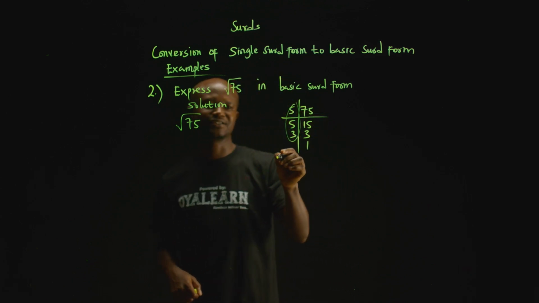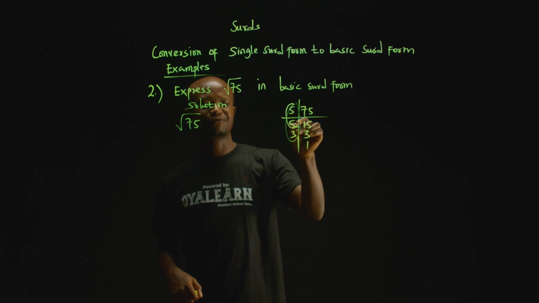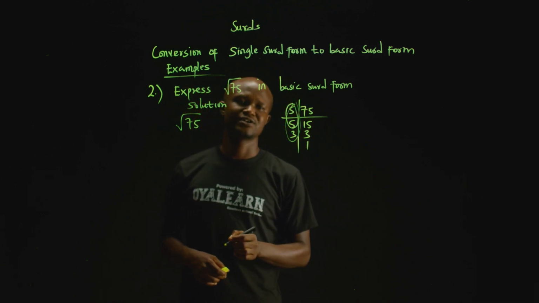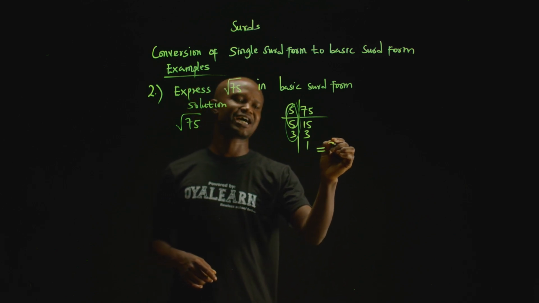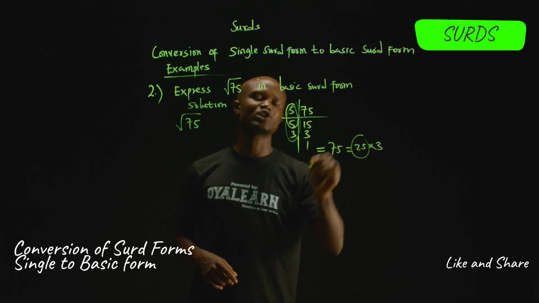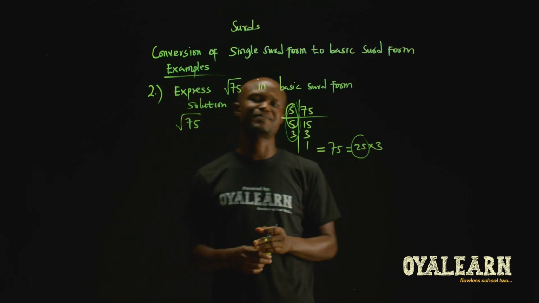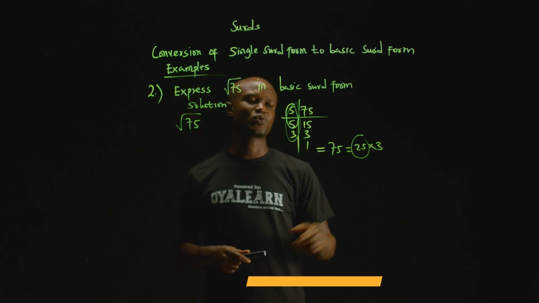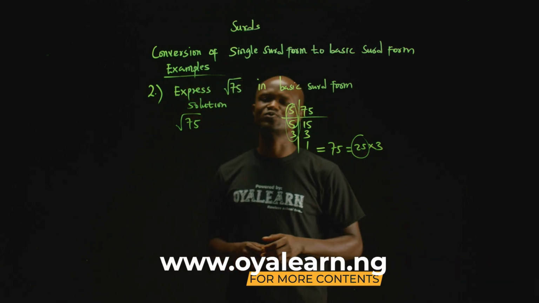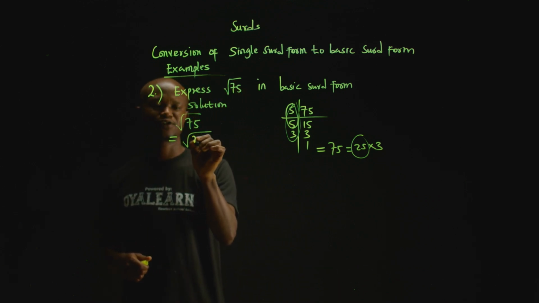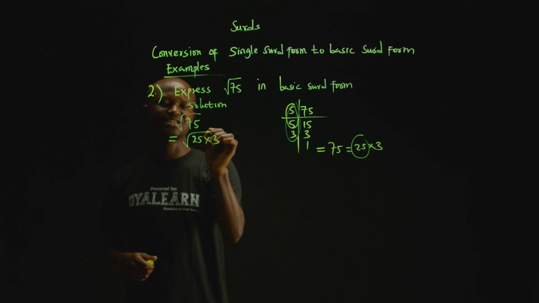Now, by pairing, we can see that the first two, 5 times 5, that is 25. So it means that we can write 75 as 25 times 3. Now, 25 is the highest perfect square number we can have in 75, while 3 is a non-perfect square number. Now, we write this as square root of 25 times 3.